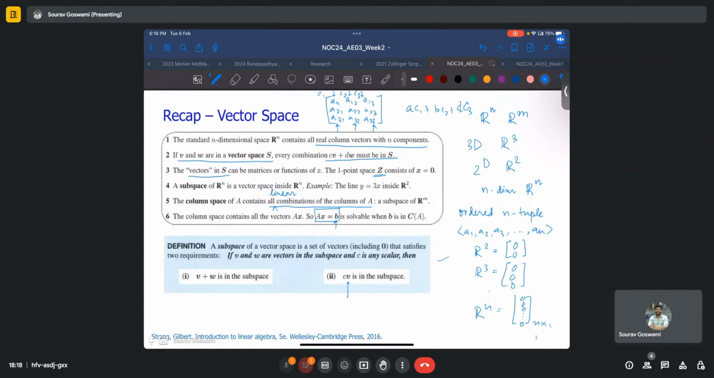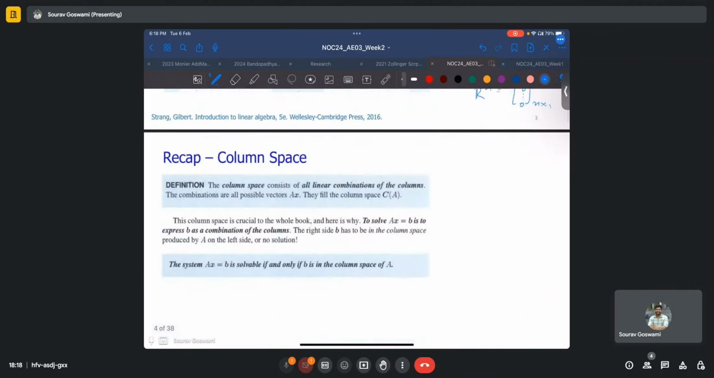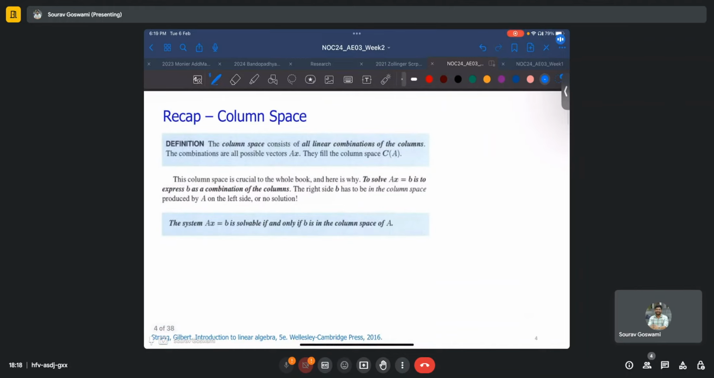Again, the definition of a subspace is that a subspace of any given vector space is a set of vectors including zero, and sometimes zero becomes very important, as we'll see. It must satisfy two requirements: if v and w are any two vectors in the subspace, and c is any scalar, then the linear combination v plus w is also in the subspace, and any scalar multiple of v or w is again in the subspace. These rigorous definitions will be used to investigate whether any given space is indeed a vector subspace or not. We also looked at a couple of examples on this in the past week.